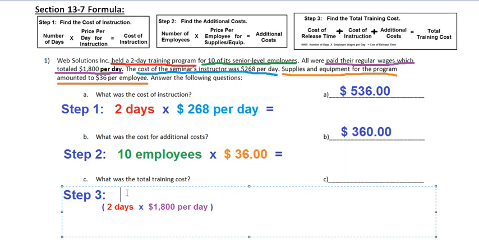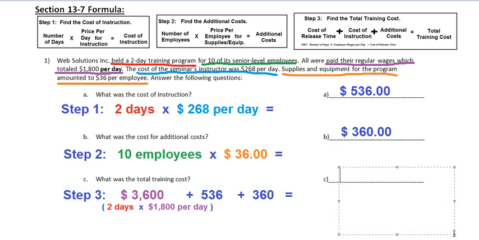So, if I multiply that all out, what I am going to get is $3,600. And then what I can do is add that. That's right, add that to the 536 and add that to the 360. And if I add all of these items up properly, I get a grand total of $4,496. And that is the total training cost to train all 10 of these employees.